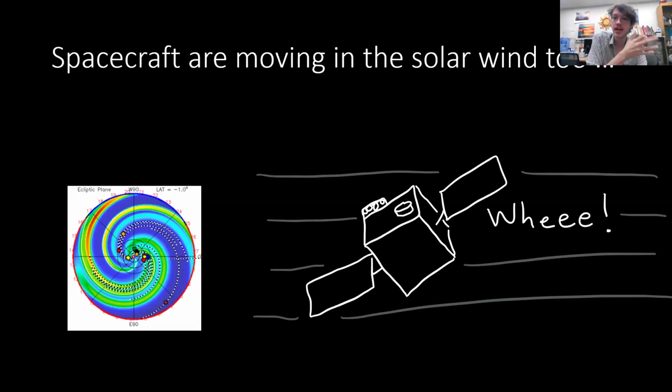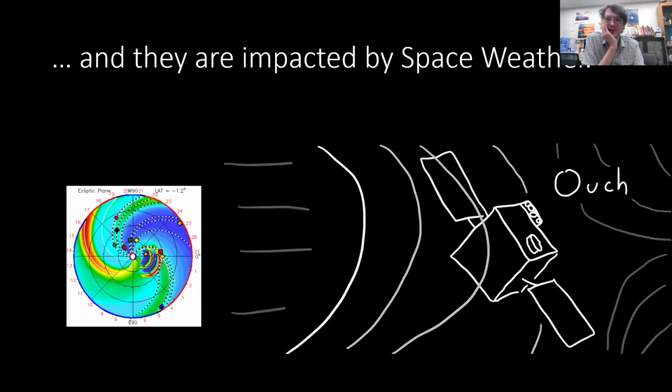But we're not the only ones in space, right? We have satellites in space also. And they can get hit by these wakes, these explosions pushing through the solar wind too. And so we want to be able to predict that also.